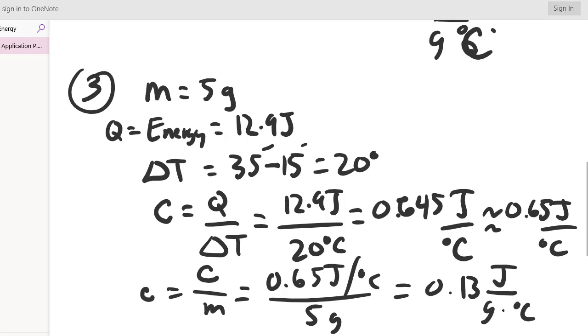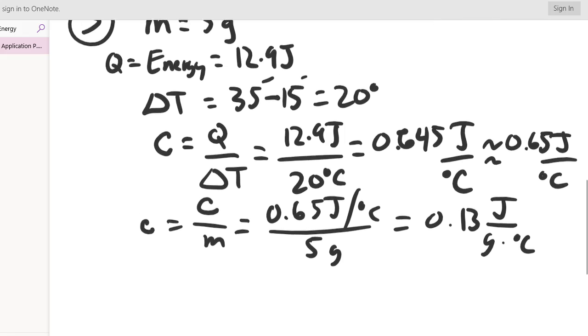Now let's take a look real quick to see how close this comes up in the chart. Oh, we don't actually have it in the chart. We don't have gold in the chart. So I guess you can't look it up. So let's take a look at the next question, number 4. And again, I want you guys to take your time with these to try and understand them.